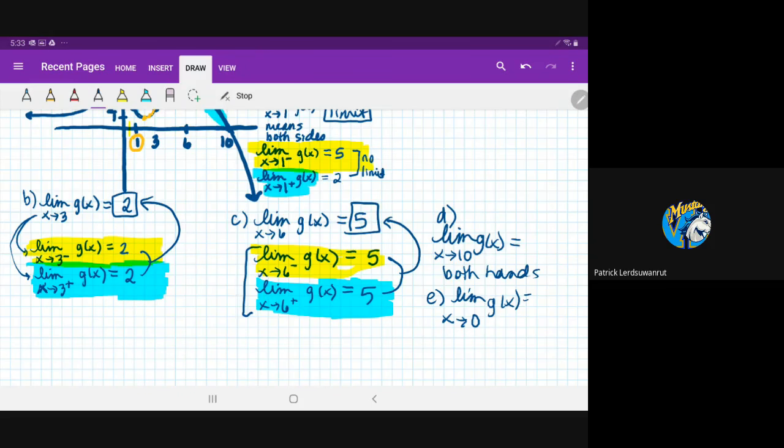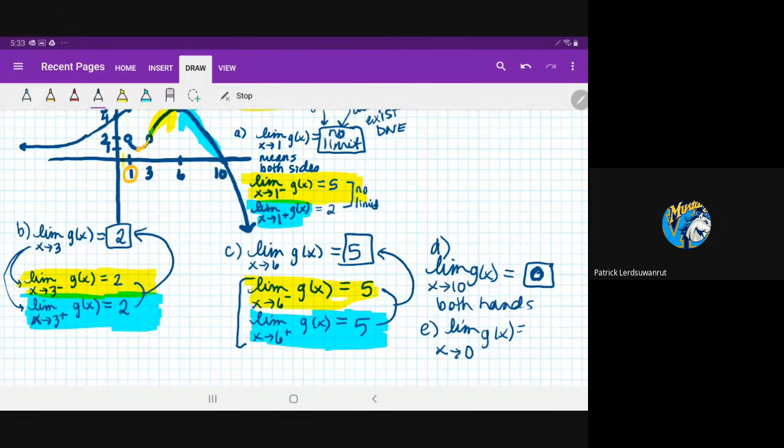What do you think? If you're going towards 10, yes, the y value both go towards would be 0. Now, if one of your hands goes to one thing, like to my mouth, and then the other one goes to my eye, well, that's no limit. You are not going to the same spot. Now what about x approaches 0?